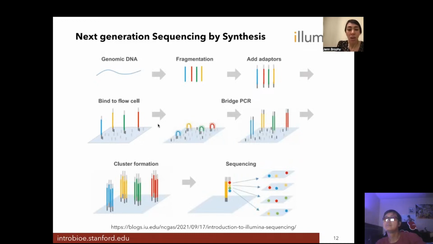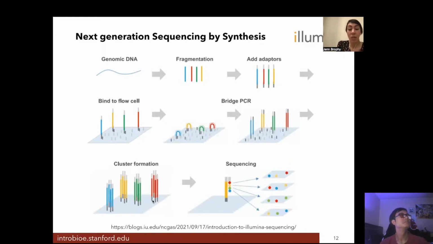And then you do something called bridge PCR, where what you're really trying to do is get clusters of DNA that's all identical right next to each other. So it's really difficult with this Illumina method to sequence a single molecule of DNA. So they do amplify it in this location. We can talk about how this kind of bridge amplification works if you're curious, but I think it's sufficient to just know that it occurs and it gives you clusters of DNA that's all identical in little locations along this chip.